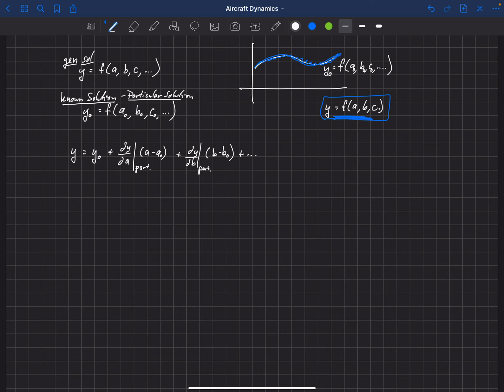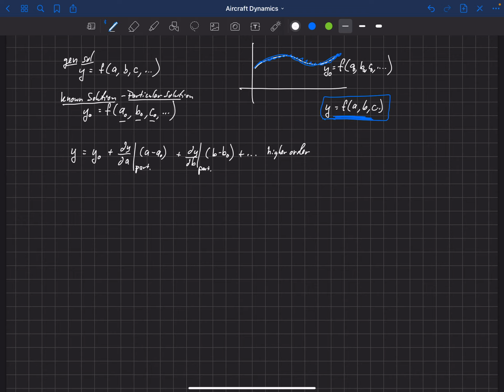Now, I've only written down the first order terms in this Taylor series expansion, but you can certainly have higher order terms as well. So after we fill out all these different variables, then we can go to higher order terms of those variables. And so this is just a Taylor series. You should be familiar with that.